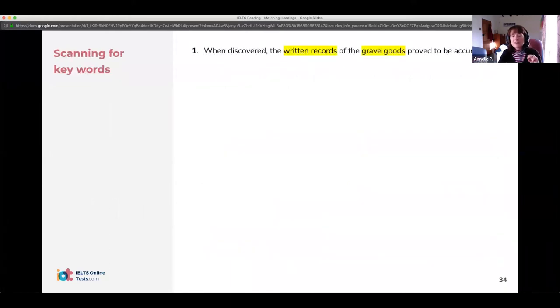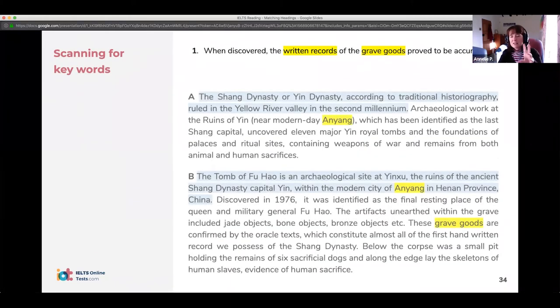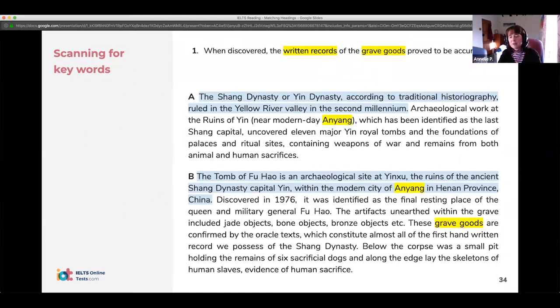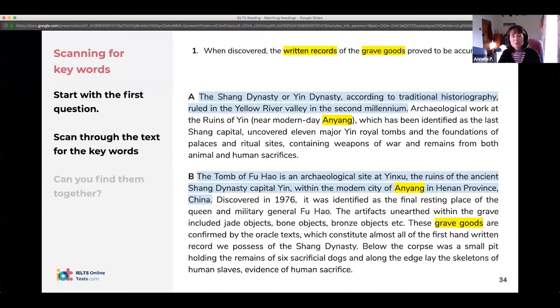Okay, so here's our first one. Okay. We already found grave goods. So we already know where we are. So one question by one question. Okay. And we found the key words. So we got grave goods. Is there something about written records near to the grave goods?